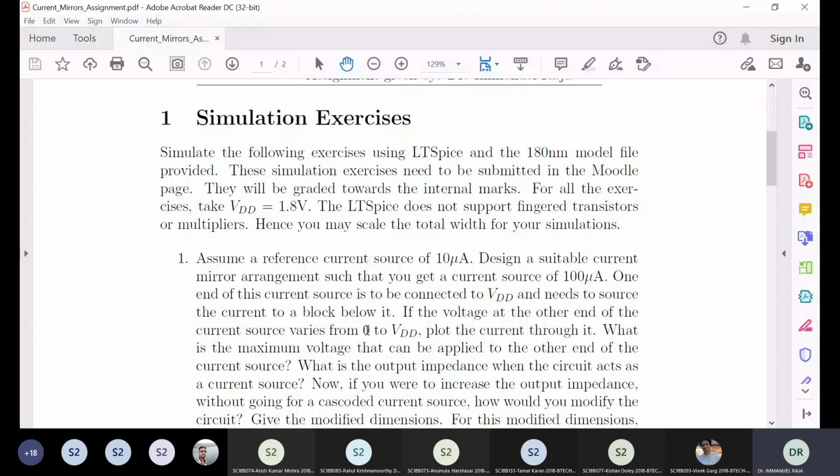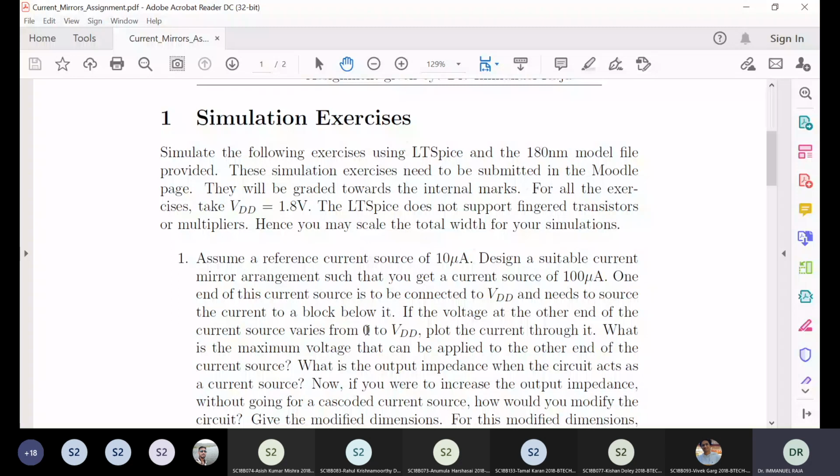So don't wait till the end. The reason I give these simulation exercises is because you actually learn by running simulations and designing circuits. That is where your real hardcore learning happens. So please take it seriously. Don't try to copy from each other. Don't share schematics from each other. You may try to fool me, but at the end of the day, you will not learn your subject. So do it on your own. If you need any help, you can ask me in next week's classes.